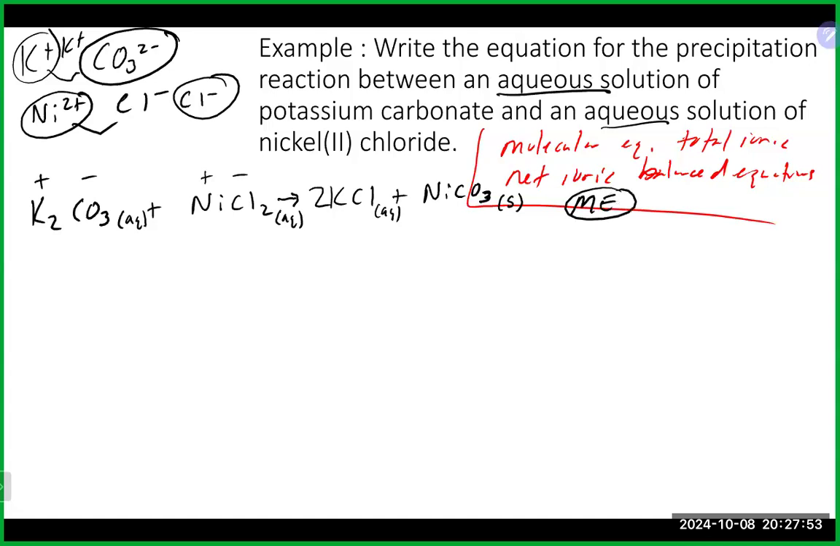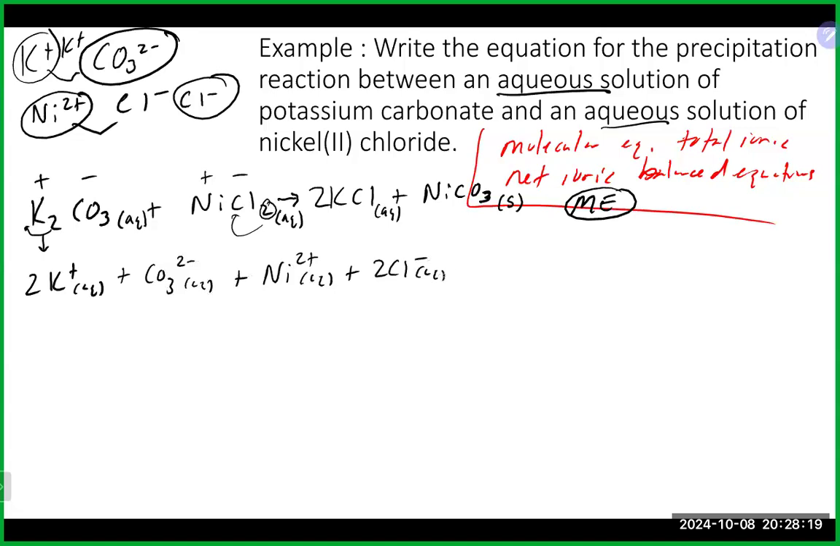I can now do my total ionic equation by breaking up anything that is a strong electrolyte. So this guy would break apart into 2 potassium ions. That 2 would come to the front, plus 1 carbonate ion. The nickel 2 chloride will also break apart into nickel 2 and again, this 2 will come to the front and be 2 Cl minuses. Remember that these are ions. There is no Cl2 minus when you do this part. So again, that 2 needs to come to the front of it.